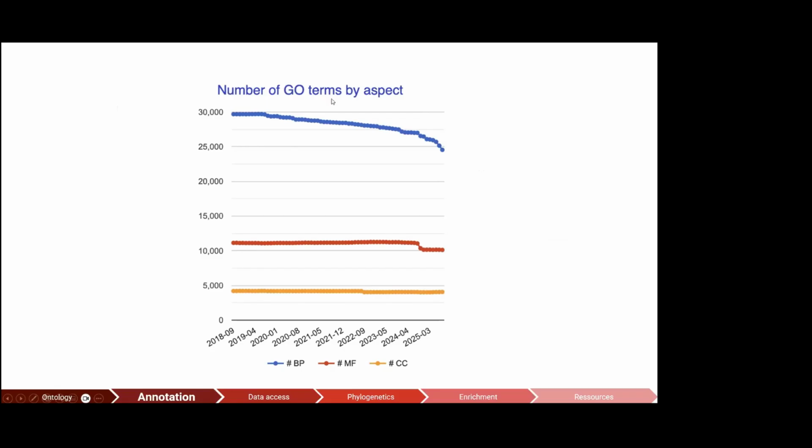GO-CAM started around 2018, 2019, I think. And as you can see on this graph, you have a decrease in the number of GO terms, especially those representing biological process, like all the terms that have been obsoleted. So you went from 30,000 to less than 25,000, while the molecular function terms and the cellular component terms didn't change that much over these last 7 years.